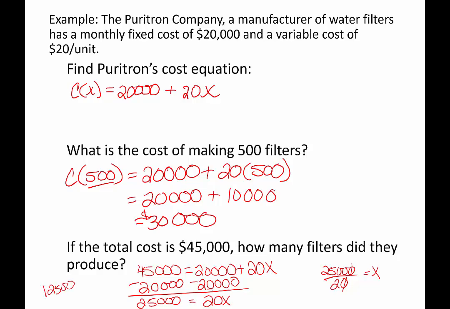2,500 divided by 2 is 1,250. X equals 1,250 filters. If you get a decimal, you have to round up because you can't have a point something of a unit. Alright, so make sure you're rounding up.